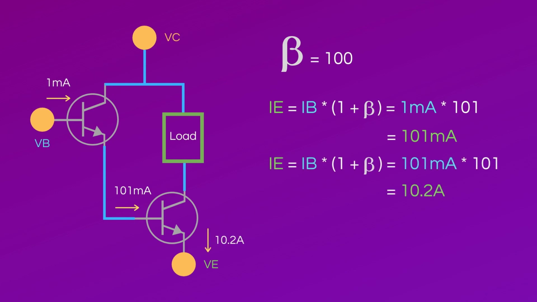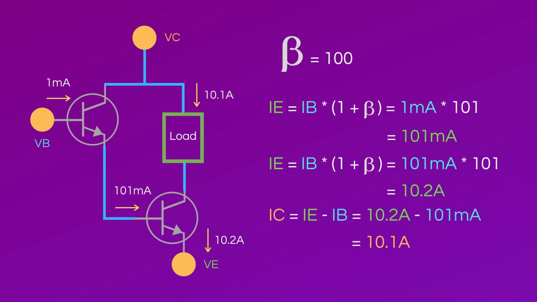If this transistor also has a gain of 100, the emitter current of the second transistor becomes 101 milliamps times 101, which equals 10.2 amps. The collector current through the load is IE minus IB, which is equal to 10.2 amps minus approximately 0.1 amps, which equals approximately 10.1 amps. This circuit took a base current of 1 milliamp and quickly amplified it to over 10 amps.